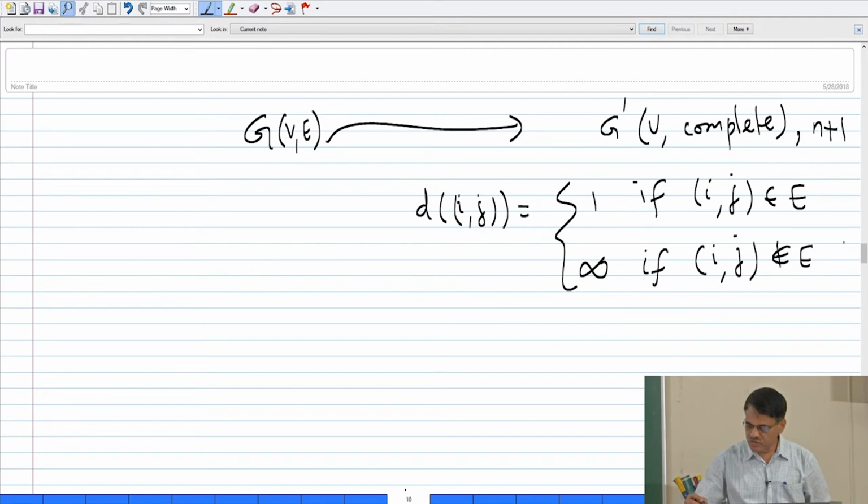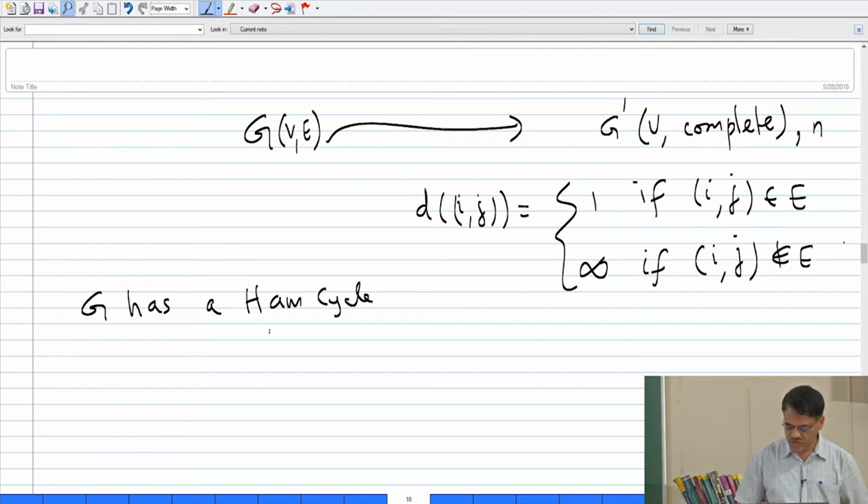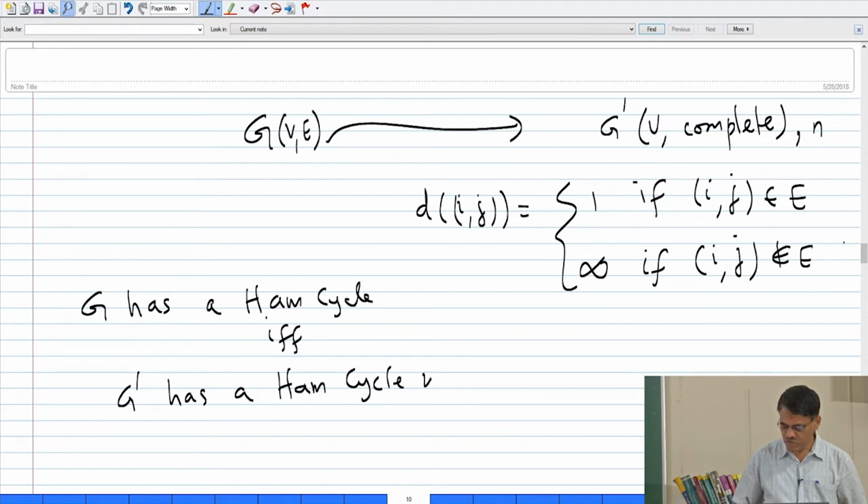Right? So the claim is, let us prove this. I mean, there is nothing to prove. G has a Hamiltonian cycle if and only if G prime has a Hamiltonian cycle with total distance at most k. Right. So what did we do?